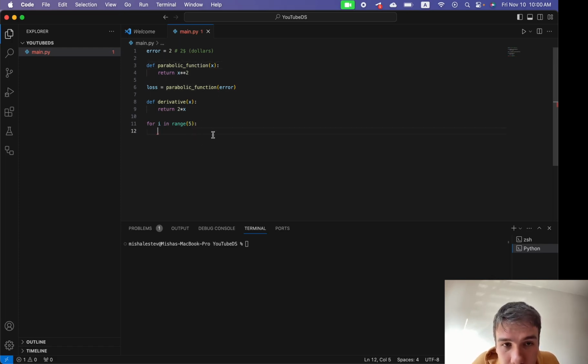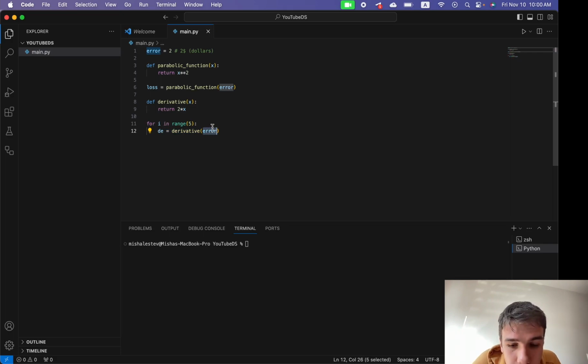The question is, what's going to be the derivative of our error? The derivative of our error is going to be dE, which represents the error. Okay, so now we took the derivative of our error, and the question is, how can we best optimize our error to make it equal to 0?